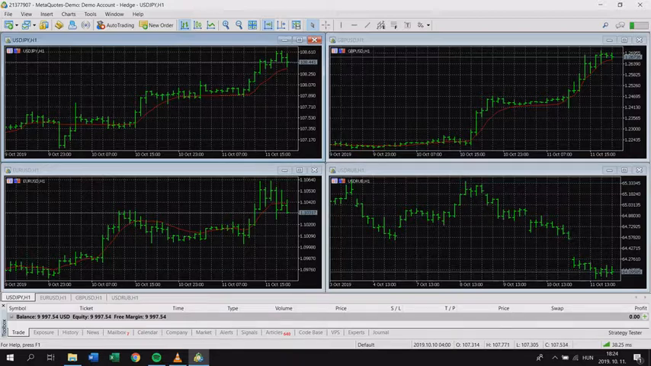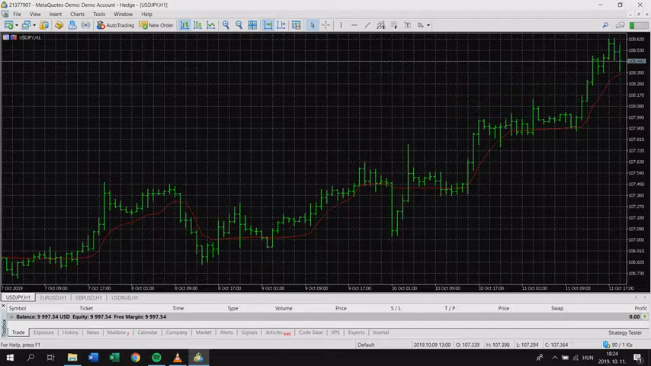Today we chose the United States dollar against the Japanese yen, which you can see in the upper left corner, the Great Britain pound against the US dollar in the upper right corner, the euro against the US dollar in the bottom left corner, and the New Zealand dollar against the US dollar in the bottom right corner. Let's see how we can trade with our first currency pair.